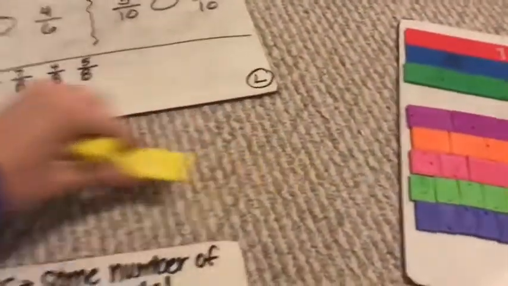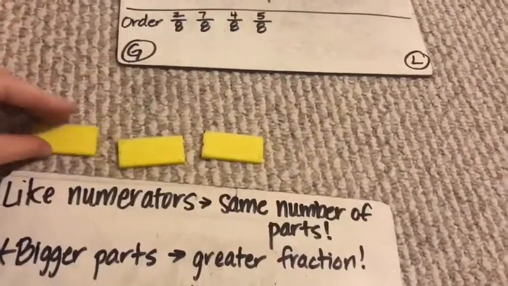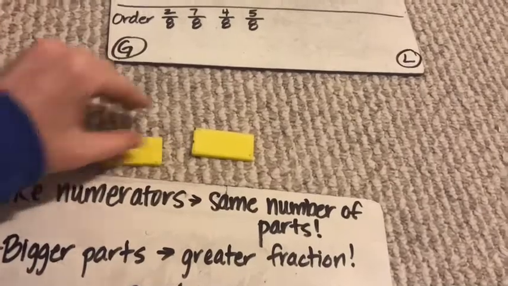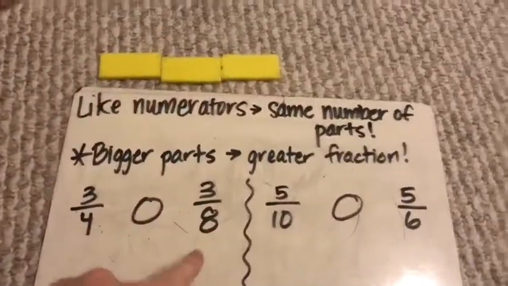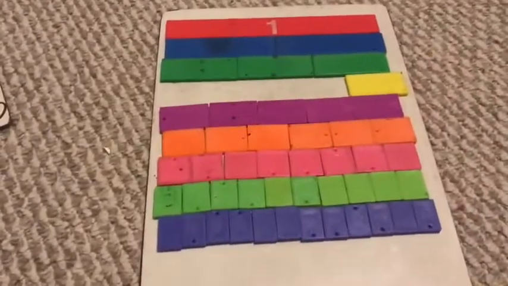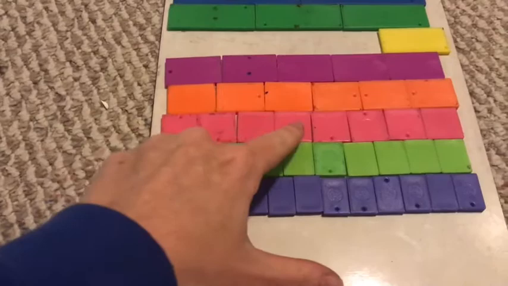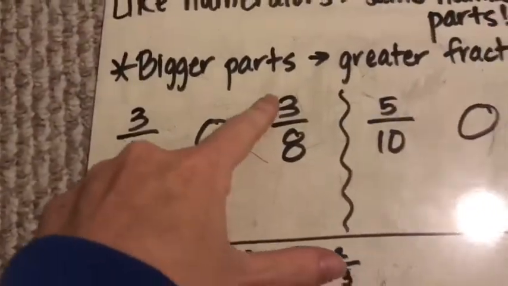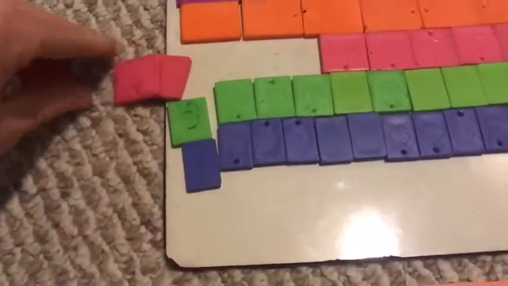Okay, 3/4. And I'm going to do 3/8. So if I come over here and look for eighths, I'm looking for the one that has 8 parts that make the whole. 1, 2, 3, 4, 5, 6, 7, 8. And my numerator tells me I need 3 of those eighths. 3 of those eighths. So I'm going to bring 3/8 over here.